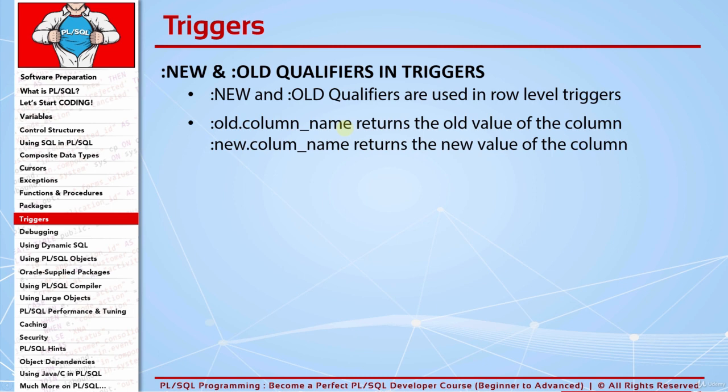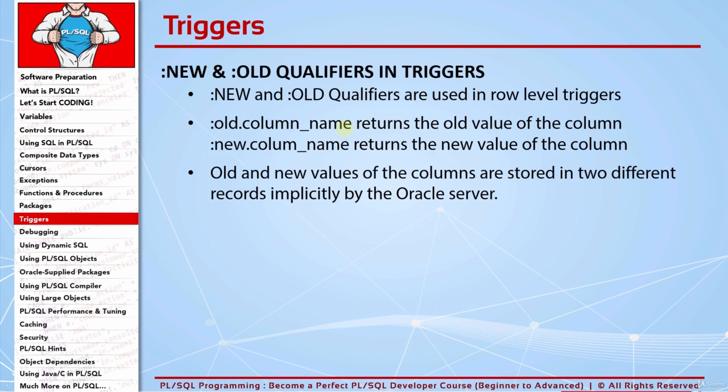For example, let's say you updated a salary from 500 to 1000. If you want to reach the old value of the column, you use the old prefix with the column before it and then you write the column name. And for the new value, you write new with a colon before it and the column name. So how can you reach it?